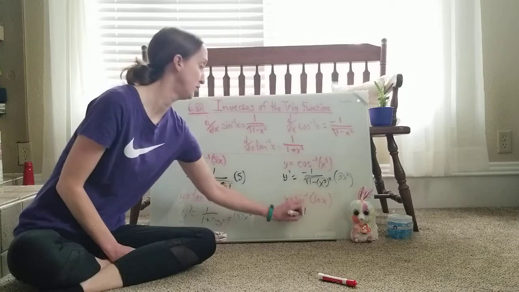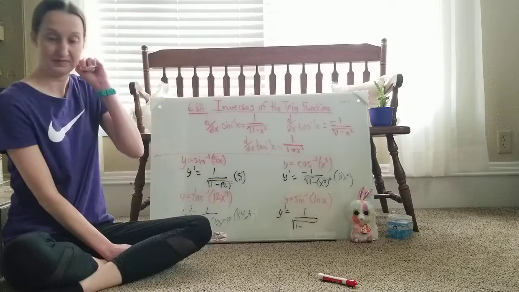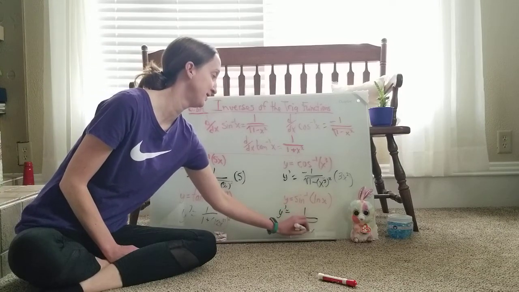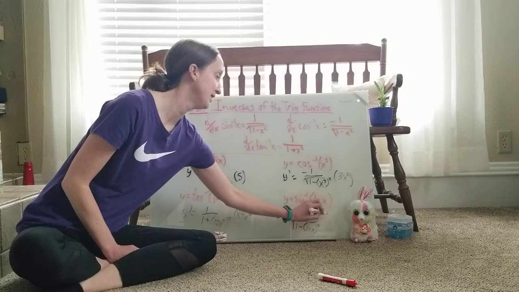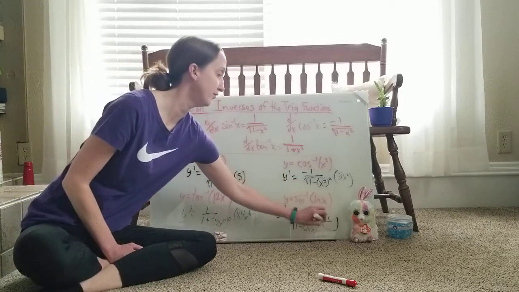Derivative 1 over the square root of 1 minus. Insert that quantity there, which is natural log of x. It gets squared. And finish with the derivative of your quantity, 1 over x.